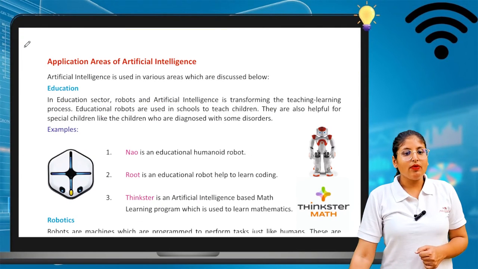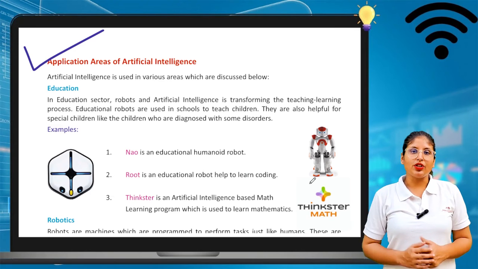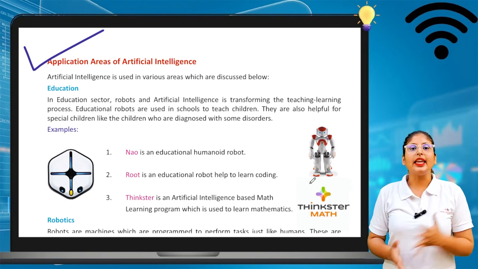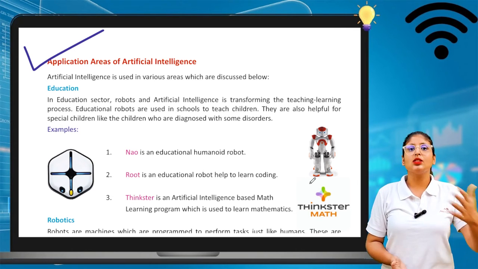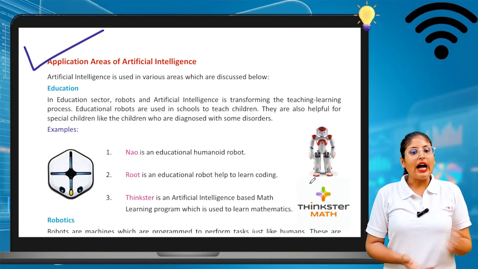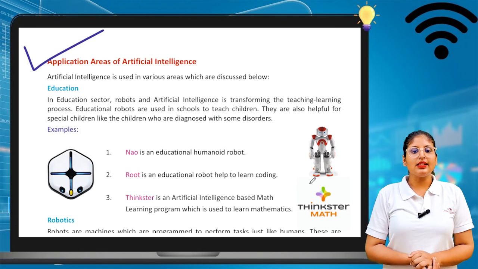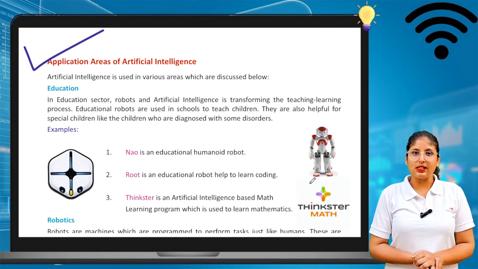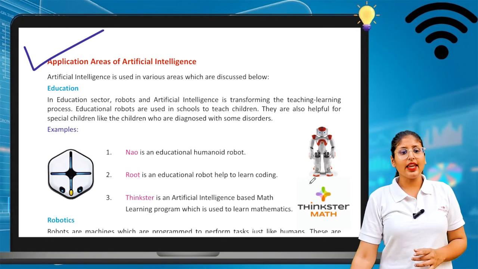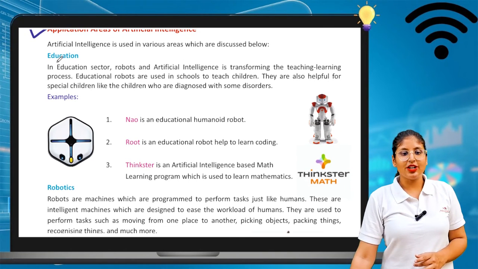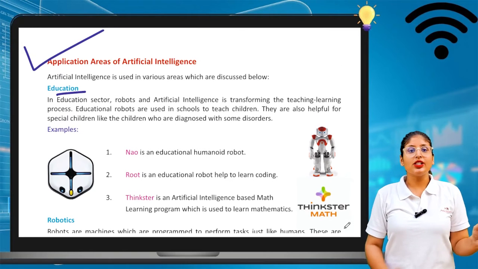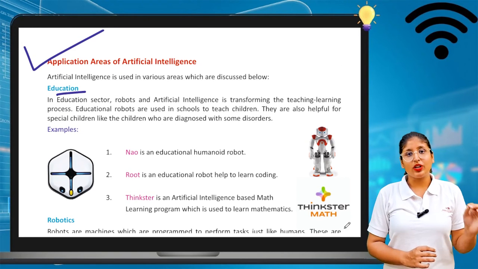So now we will see application areas of artificial intelligence. What are the areas in which artificial intelligence is working? Artificial intelligence is used in various areas, which are discussed below. So these are the areas in which artificial intelligence is working. The first is the education field.